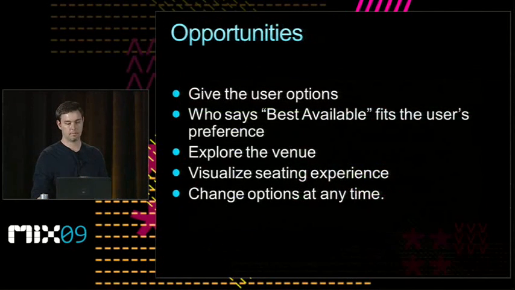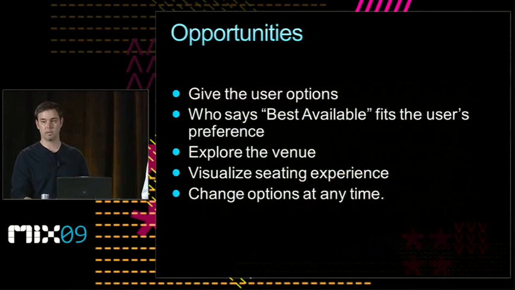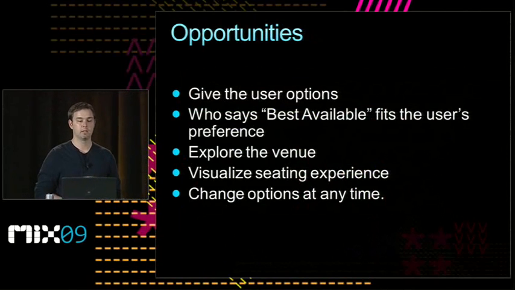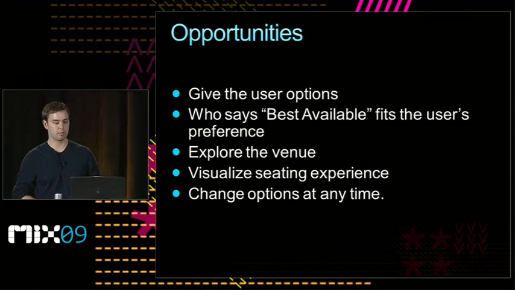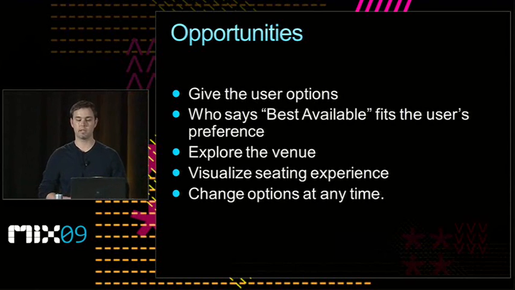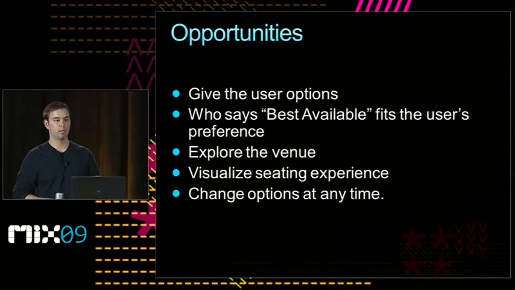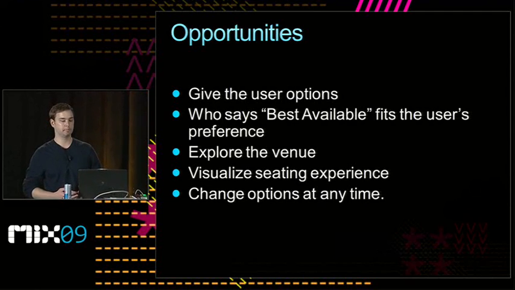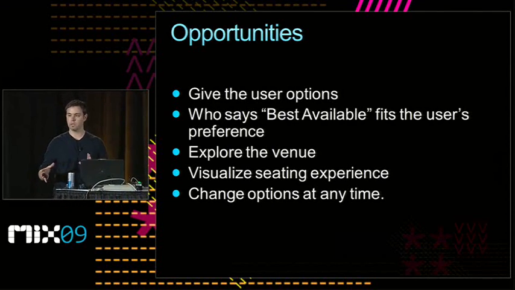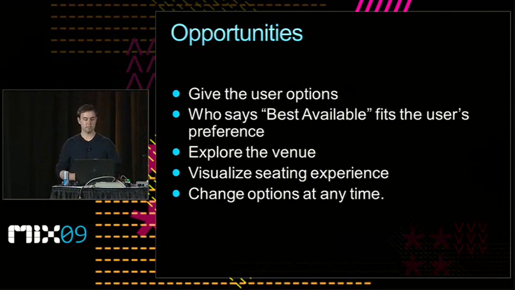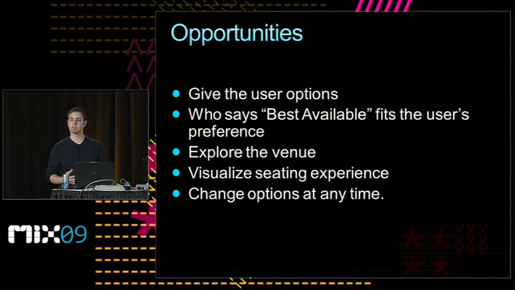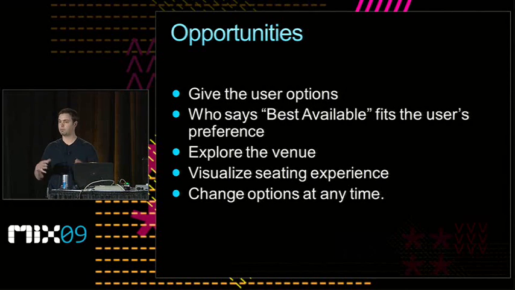So we felt that we had some opportunities to improve upon this. The first, as I've mentioned, is to give the users options. Who says the best available fits the user's preference? We'd like the person to be able to explore the venue to see what fits the person's needs, and to visualize the seating experience. Also, you should be able to change any of your input parameters at any point in time and see how the results change.